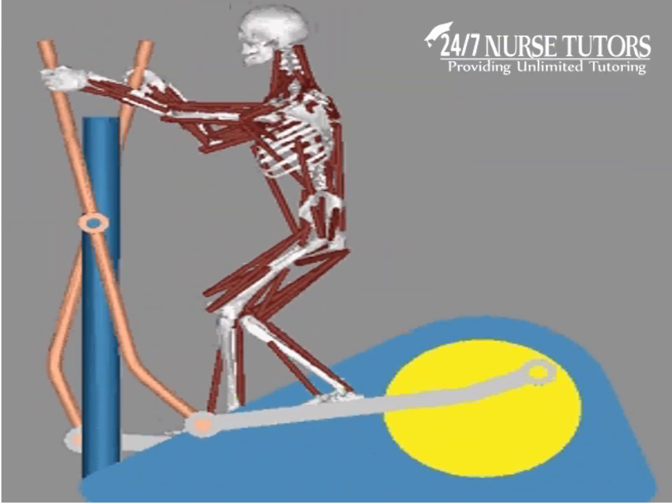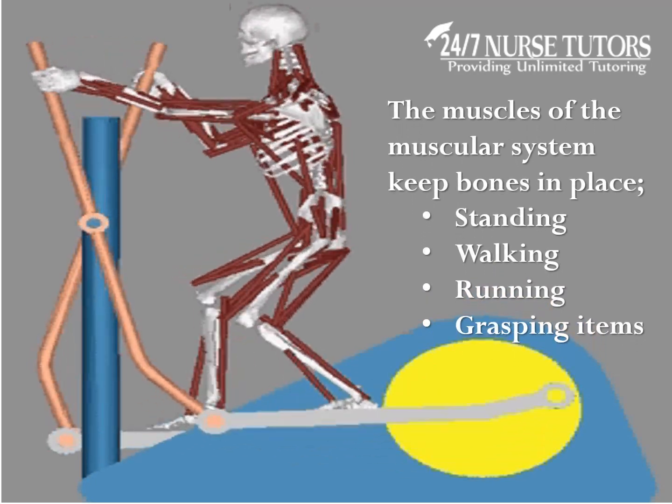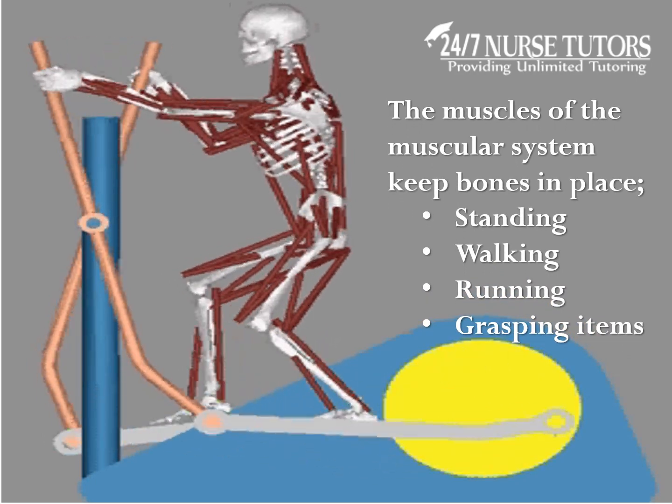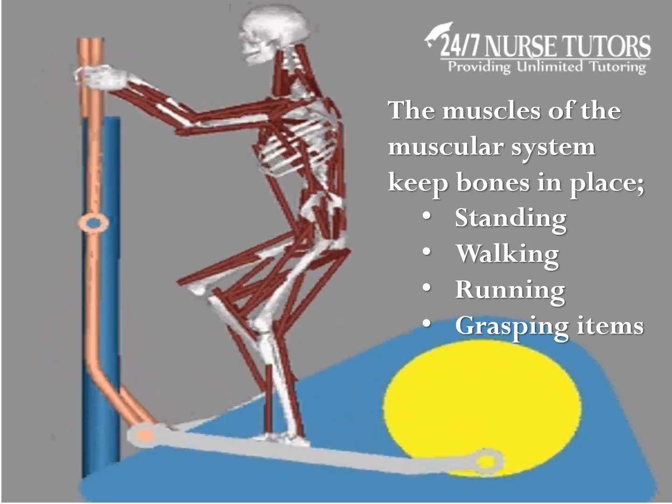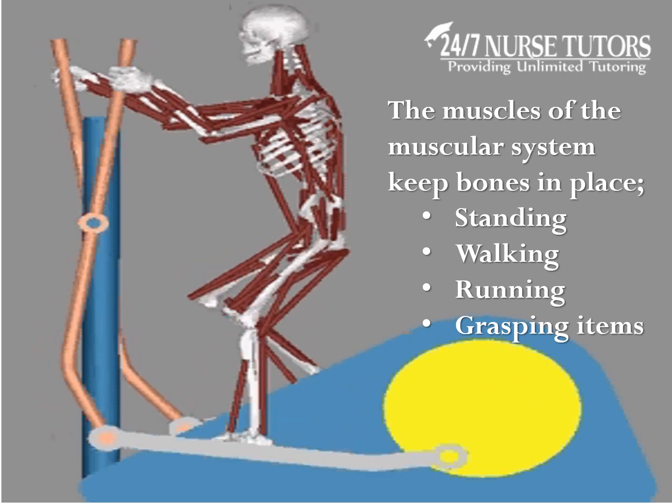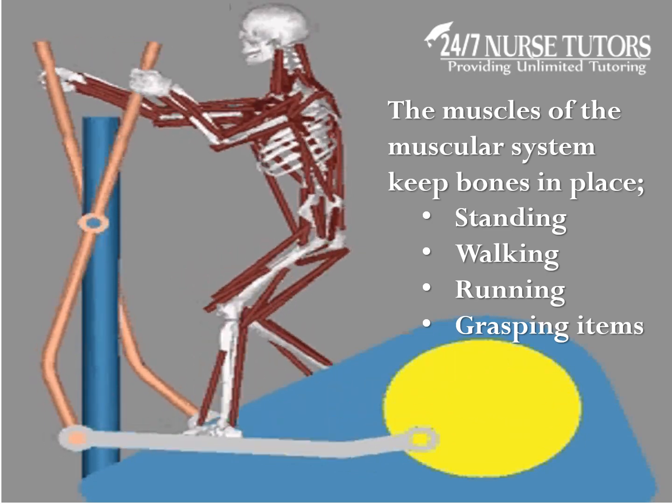The muscles of the muscular system keep bones in place. They also play a role in movement of the bones by contracting and pulling on those bones, allowing for movement like standing, walking, running, and grasping items.